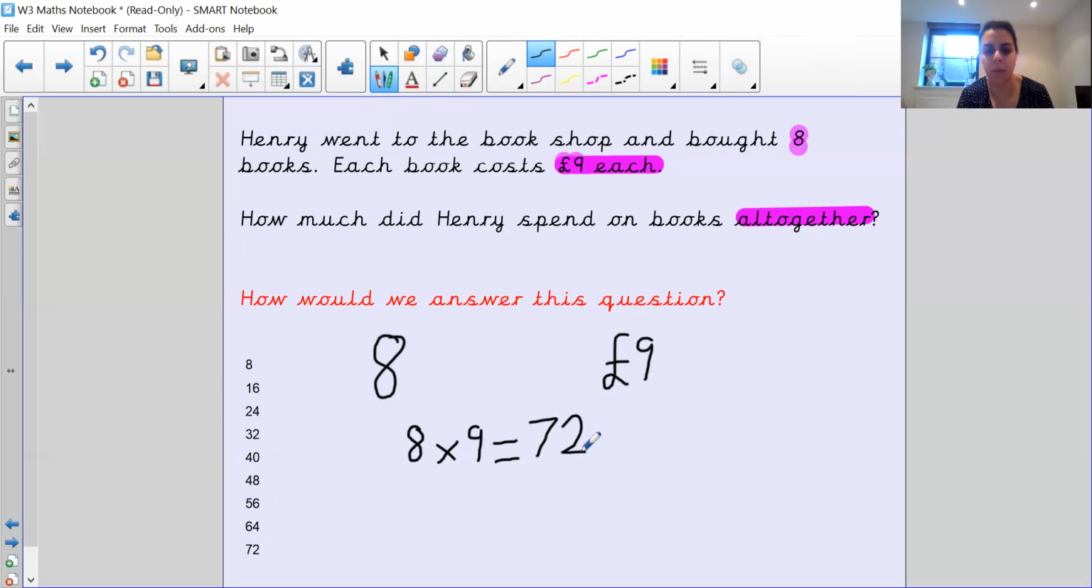Now, if I double check my question here: how much did Henry spend on books altogether? 72 doesn't answer my question because it says how much. Can you pause the video, please, and write me the answer to tell me how much did he spend? Good. If you said 72 pounds, you were correct. So remember, we've got to say how much it is. 72 isn't telling us how much. We have our pound sign, and that helps us. Fantastic. Let's have a look at our next question.